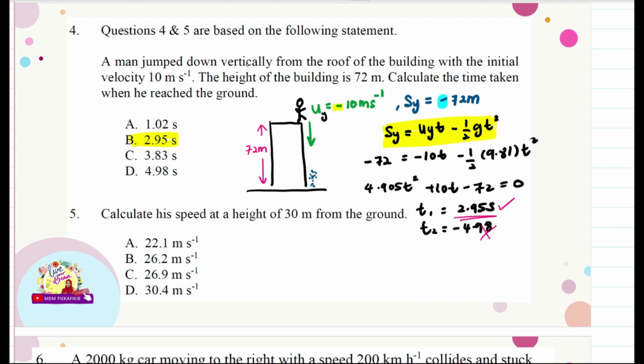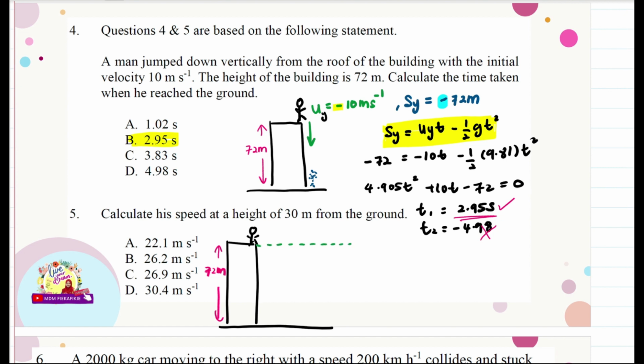Okay, jadi lelaki ni tadi, so this is the ground. Okay, this is the building. Okay, and we already know that it is 72 meter. Okay, so sekarang soalan minta kita kira. This is the launching point. Okay. So awak kena tahu launching point dia dekat mana. Sekejap. So this is the launching point.